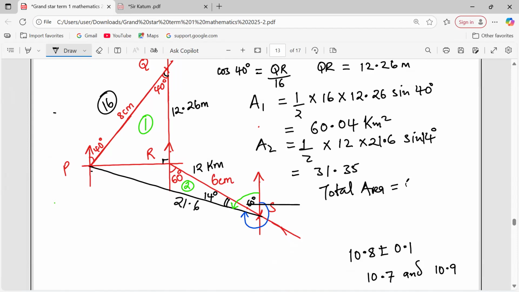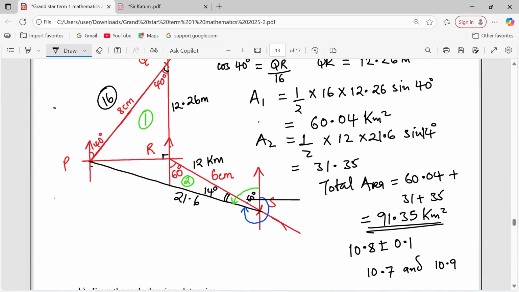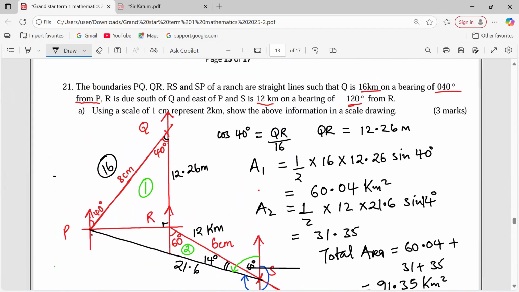Then we can get the total area now, which is going to be 60.04 plus 31.35. This is going to be 91.39 kilometers squared. So that's how we find the area for the given shape.